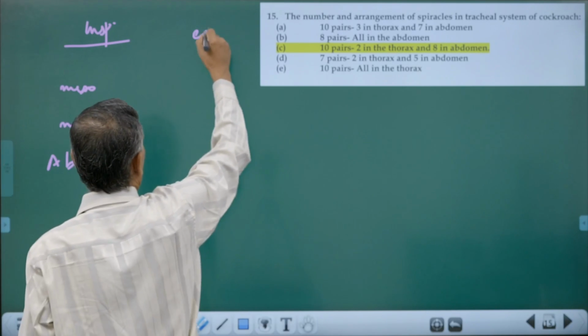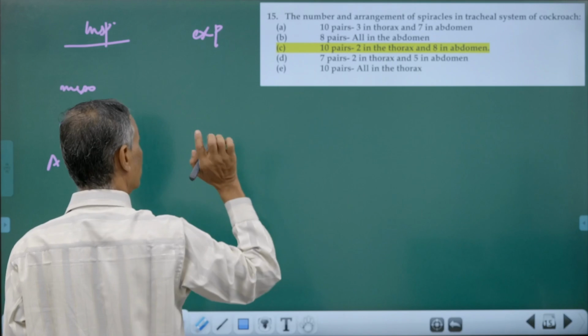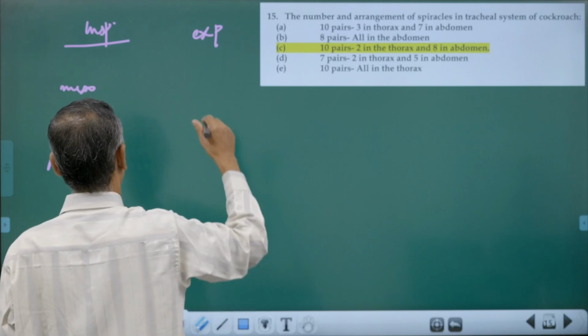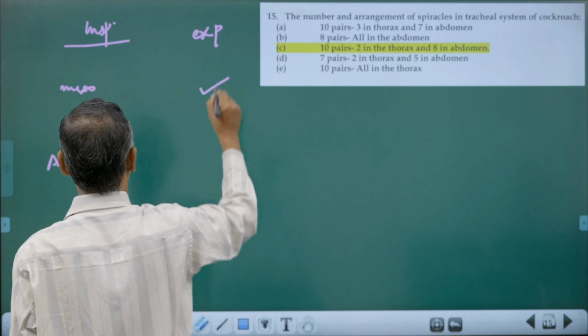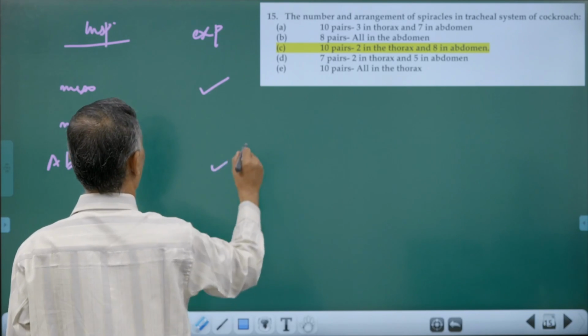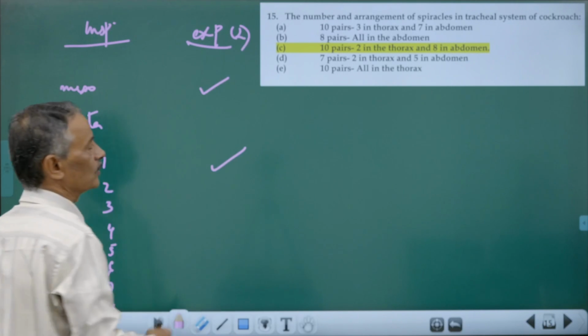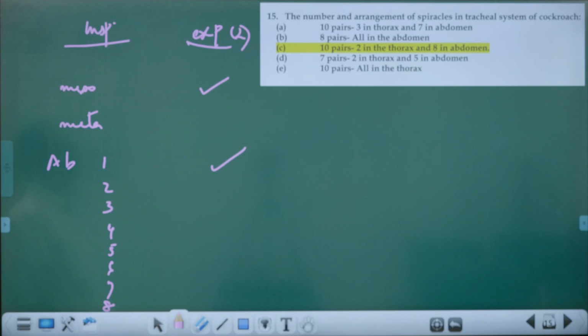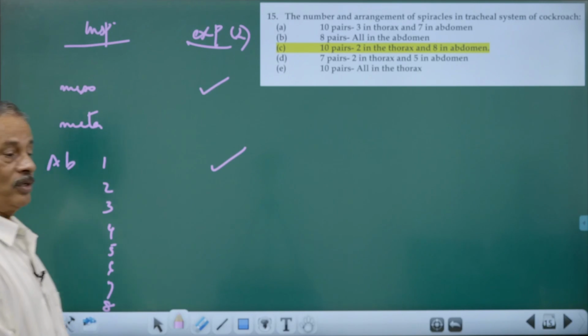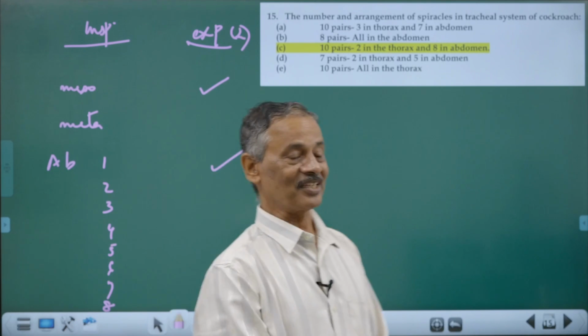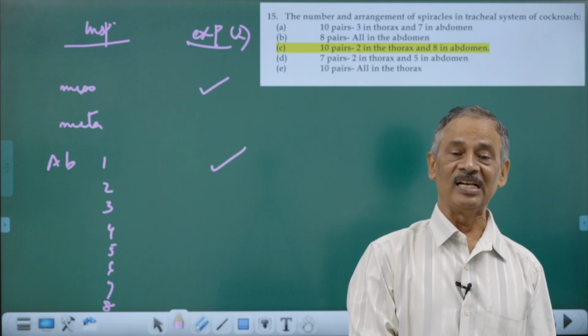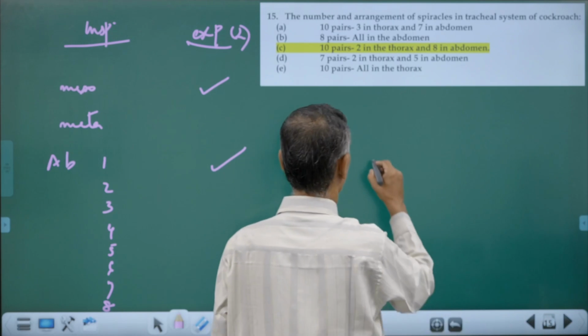But expiration takes place only through 2. That is the mesothorax and first abdominal. Only 2. Expiration is only through these 2. How is it controlled? There are certain specialized sphincter muscles at the base of this.